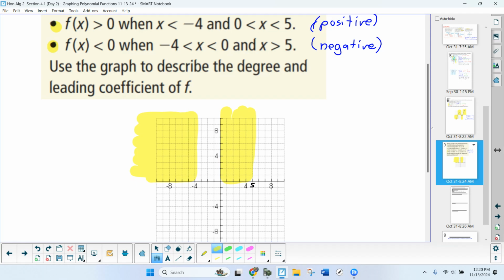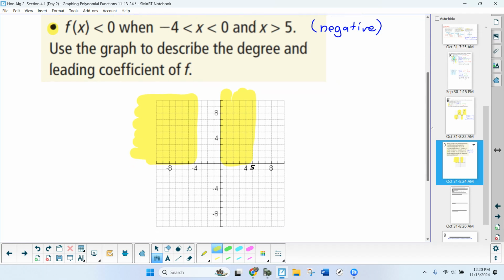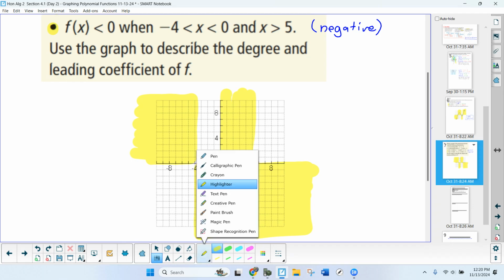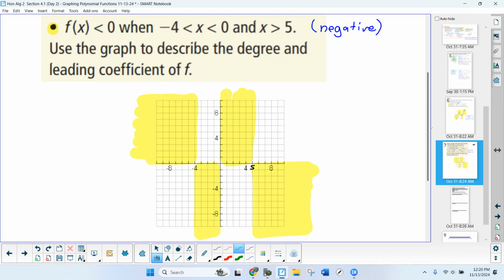All right, it is negative between what? Negative 4 and 0, so it's negative between negative 4 and 0. And for values of x that are what? Bigger than 5. So once you do that, you can clearly see, okay, looks good. Wherever it changes from positive to negative or negative to positive, those are my what? X-intercepts. Are you guys okay with the first part?